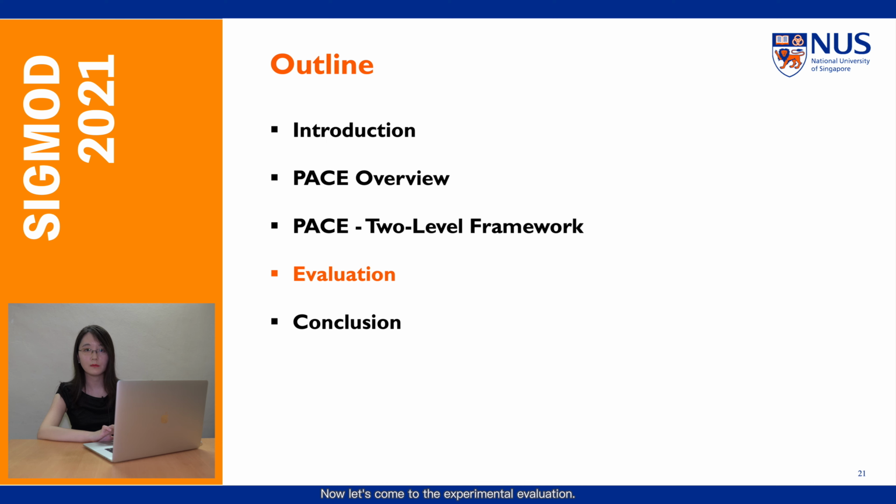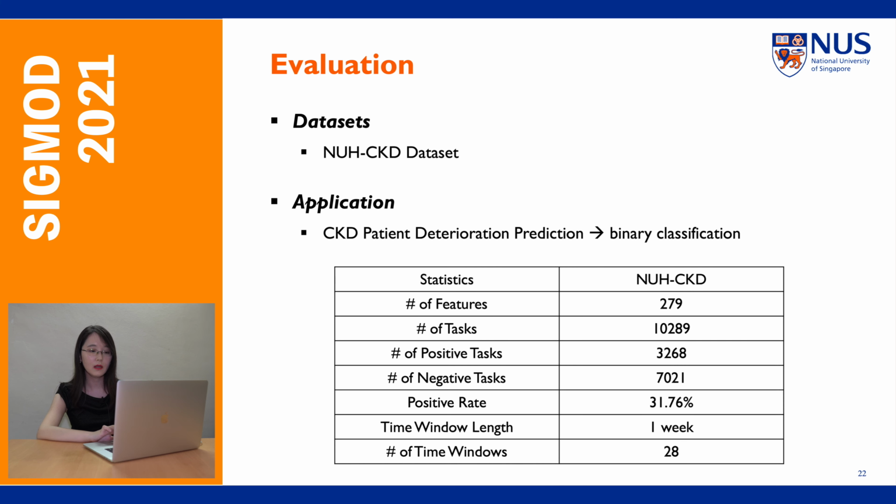Now let's come to the experimental evaluation. We focus on discussing the experimental results in the NUH-CKD dataset, that is a real-world longitudinal EMR dataset from National University Hospital in Singapore. We refer interested audience to the paper on the experimental results in the public MIMIC-3 dataset. In the NUH-CKD dataset, we studied the chronic kidney disease patients, that is, CKD patients, and conduct the CKD patient deterioration prediction, which is formulated as a binary classification problem.